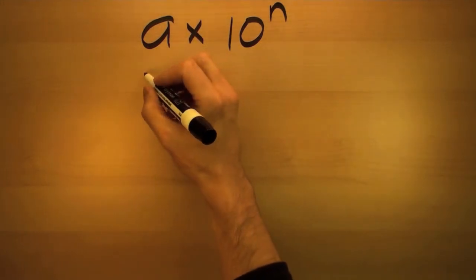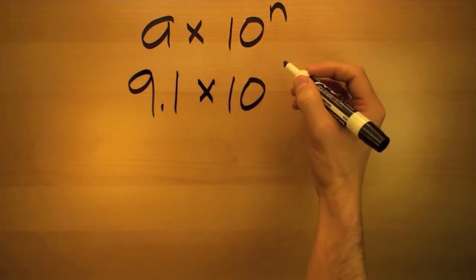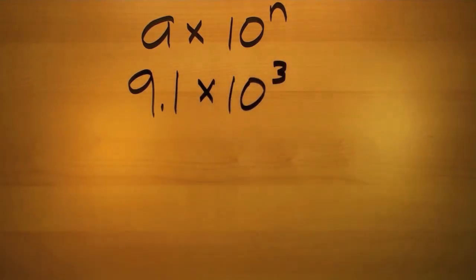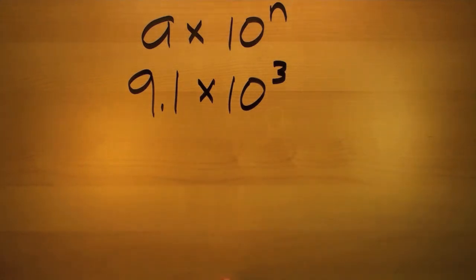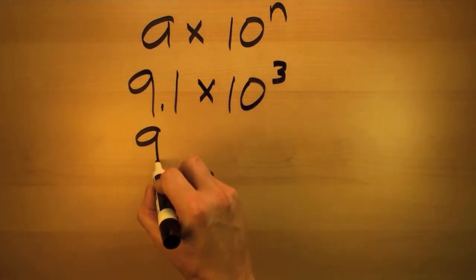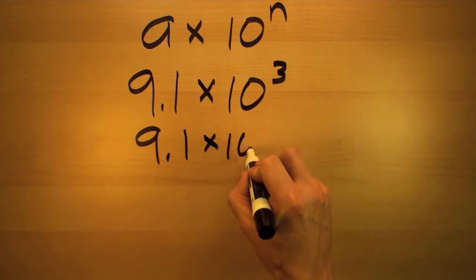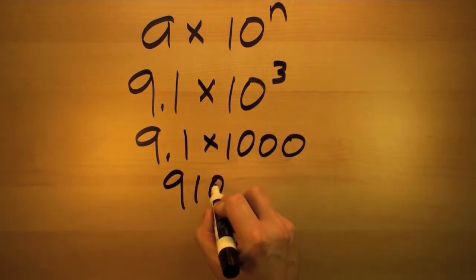So let's consider 9.1 times 10 to the third. Well, 10 to the third is equal to 1,000. So 9.1 times 1,000, which would give us 9,100.